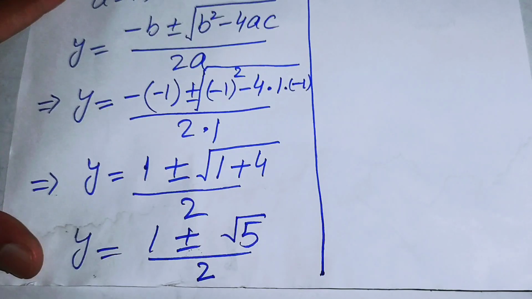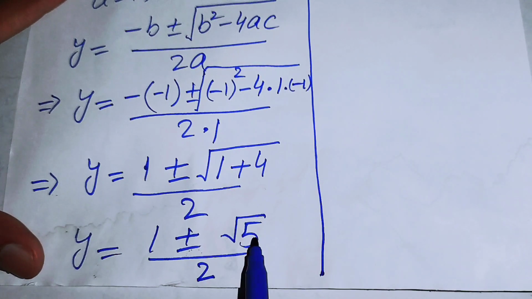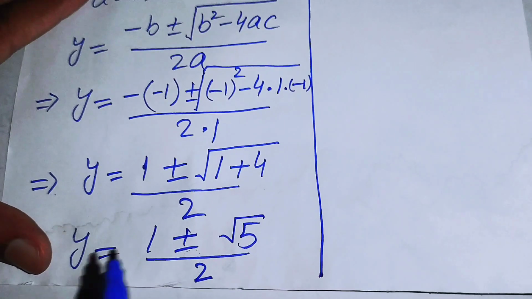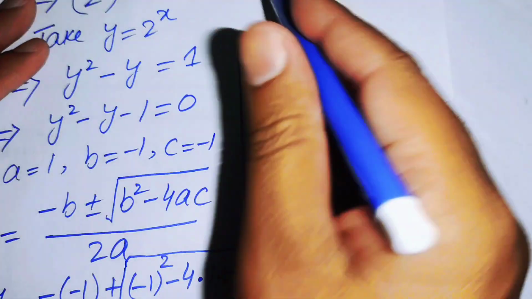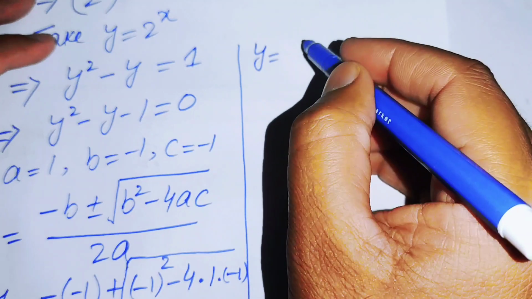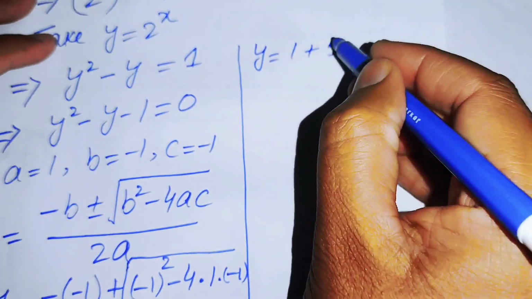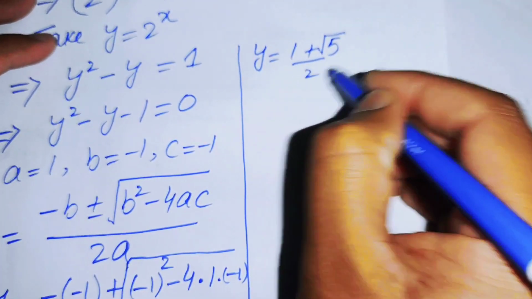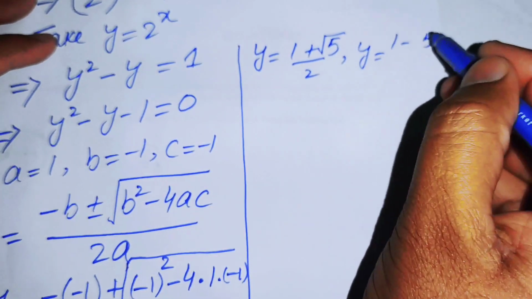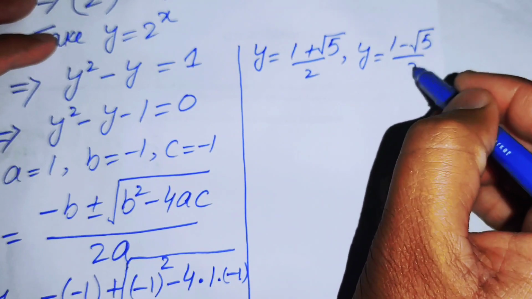So here we have two cases. The first case is we take y is equal to 1 plus square root 5 over 2, and the other case is we take y is equal to 1 minus square root 5 over 2. So I can write here y is equal to 1 plus square root 5 over 2, and y is equal to 1 minus square root 5 over 2.